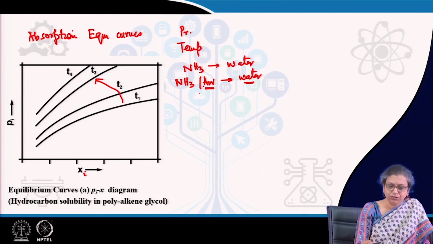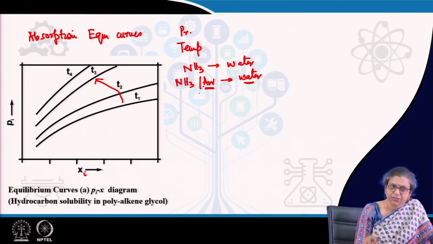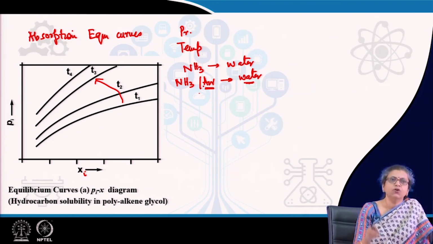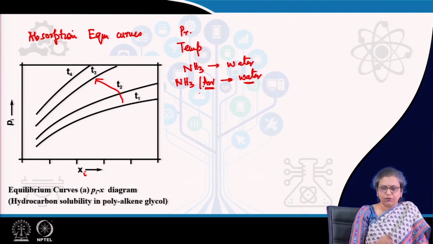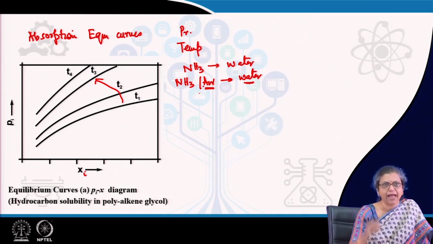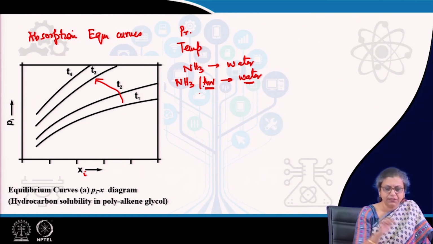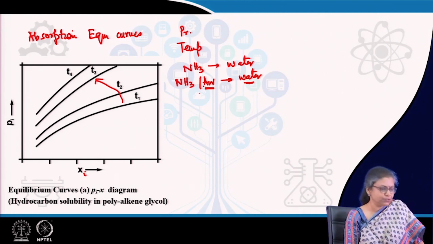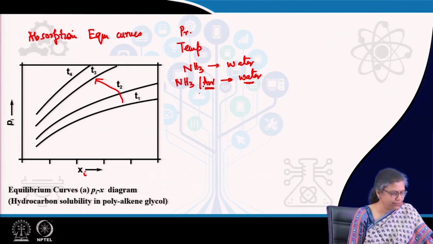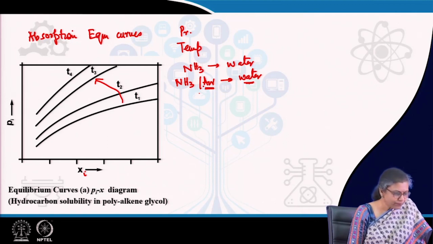Also it is important to note that suppose in the solvent there is a non-volatile solute dissolved. For example, in water suppose we add some salt. Quite naturally, under that condition also this particular equilibrium curve is not going to be applicable.